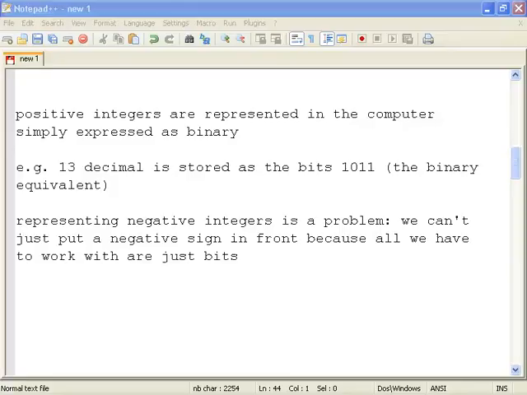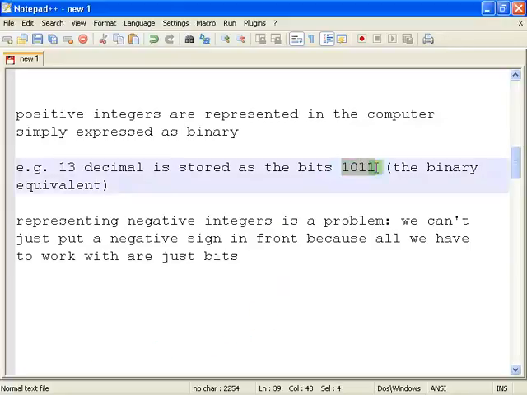So as you have probably guessed, positive integers are represented in the computer simply expressed as their binary equivalents. So say 13 decimal is stored as the bits 1011, and that's simply the binary equivalent of 13 decimal. Representing negative integers, though, is a problem, because you can't just put a negative sign in front of the bits. That doesn't make any sense, because all we have are bits to express any data.